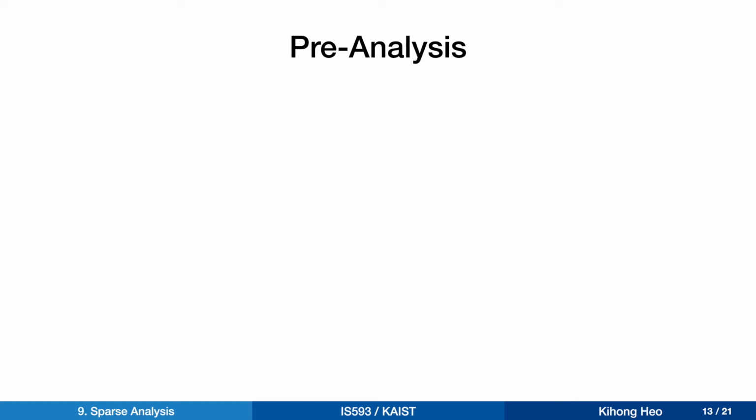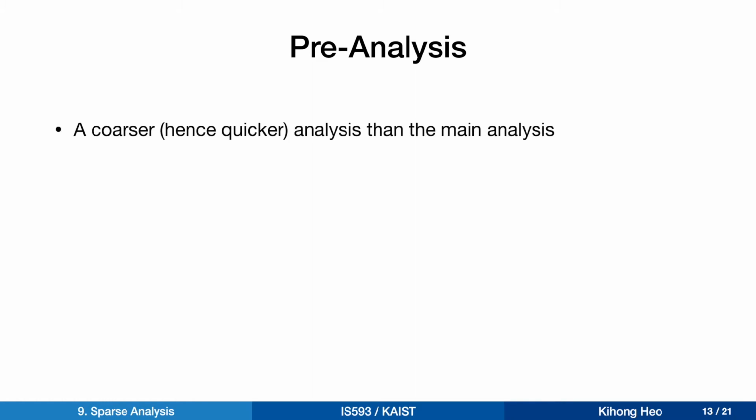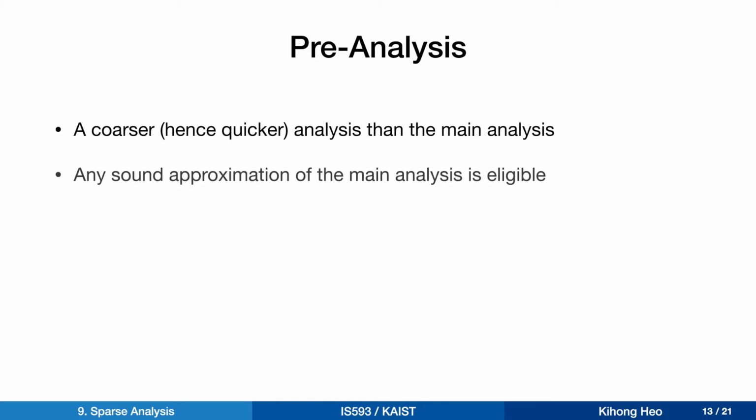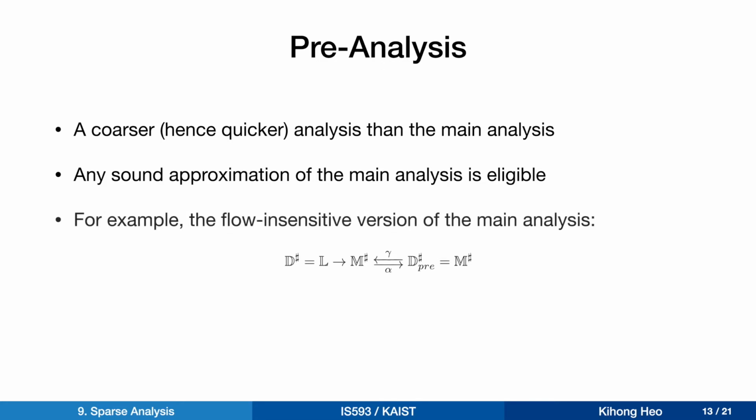Such an approximated depth chain can be computed by a pre-analysis, that is a coarser and quicker static analysis than the main analysis. Then how do we design such a pre-analysis? In general, any sound approximation of the main analysis is eligible. For example, in our case, simply using the flow insensitive version is also a reasonable choice.